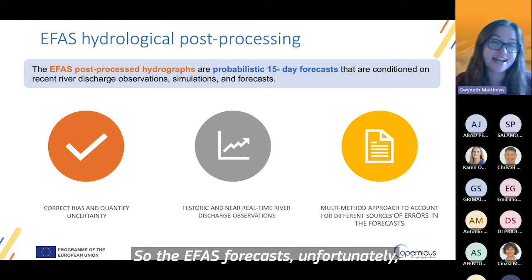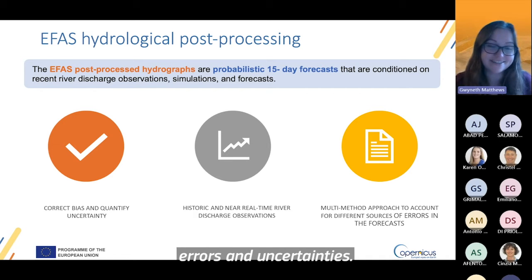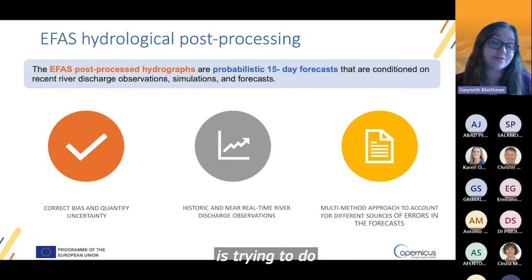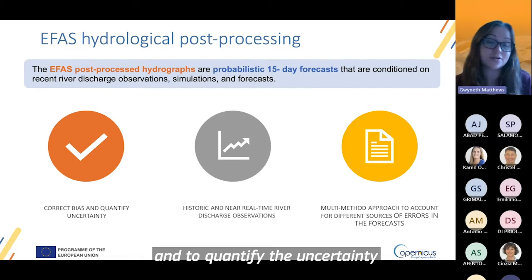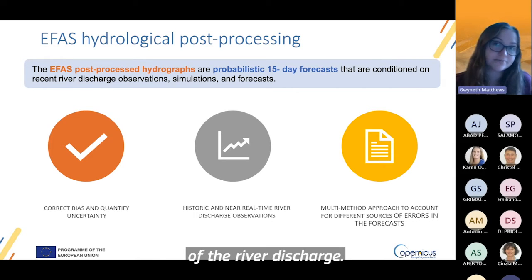So the EFAS forecasts, unfortunately, as with all forecasting systems, have unavoidable errors and uncertainties. What the post-processed hydrograph is trying to do is to minimize these errors and to quantify the uncertainty in the forecast, and aim to create a forecast that more accurately predicts the absolute value of the river discharge.